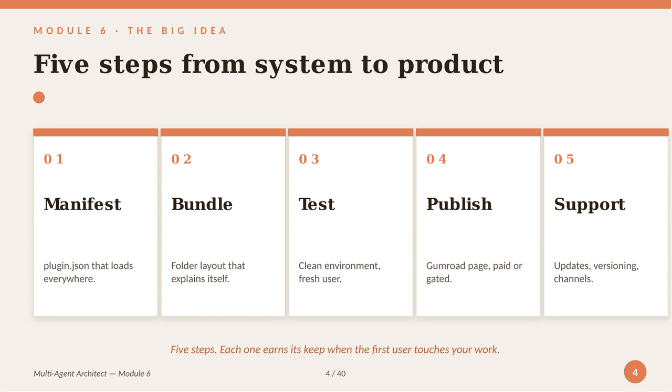Step 3. Test, clean environment, fresh user. The discipline that catches the silly mistakes you can't see from inside your own machine. Step 4. Publish, Gumroad page, paid or email gated. Pricing, license, deliverable, sales copy. Step 5. Support, versioning, update communication, support channels, timeboxing. The workflow that keeps the plugin alive without consuming your week.